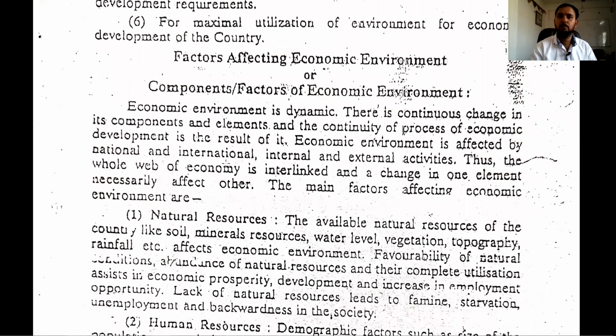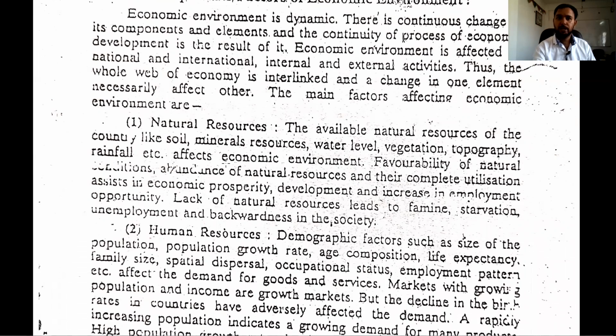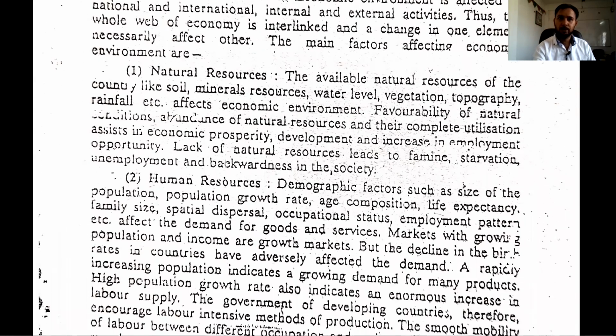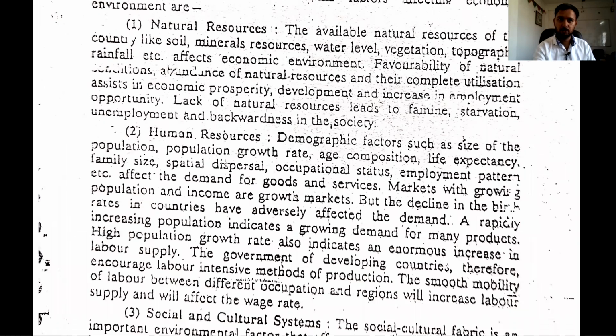Now we have the most important point of your chapter. I will say again, the most important point of your chapter: factors affecting the economic environment. This is one of the most important questions. What are the factors that affect the economic environment? We have the factors written over here. You need to write this question in your notebook also, because this is very important, as I already told you.